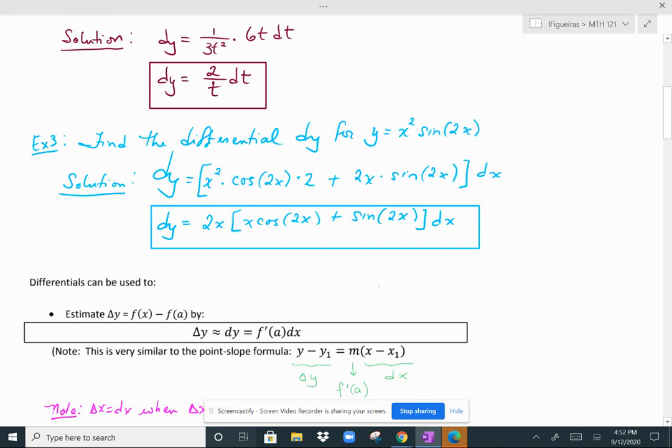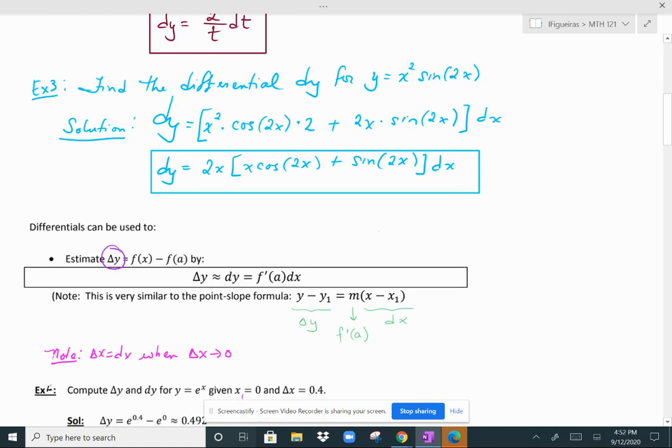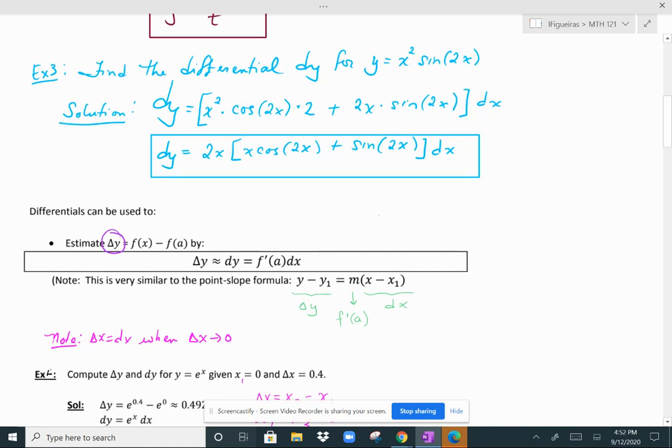All right, so when do we use differentials? We can use differentials to estimate delta y, and we can also use them to compute errors. So first, let's practice some examples of estimating delta y. So dy is used to estimate delta y. Delta y just means that you're subtracting two function values, two y values. And dy will give you an approximation of what that calculation would be.